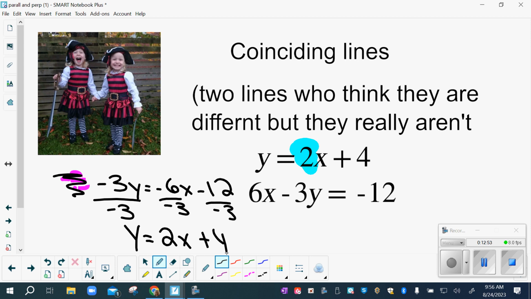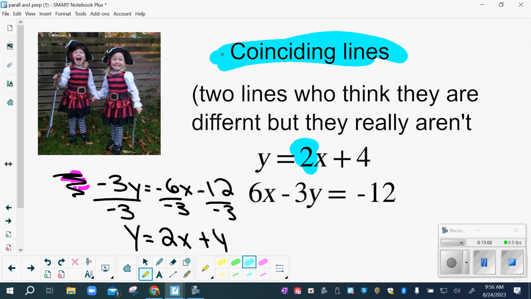And in math, we don't call that schizophrenic disorder because that's really judgy. What we call that is coinciding lines, meaning they're the same. They try to trick you, but they're the same. Right? I have 2 last examples and we are done. One is really easy, one is not super easy, but it's not bad.